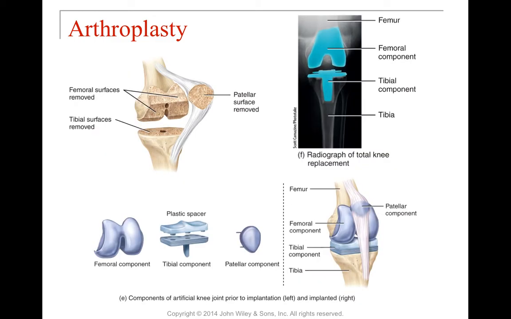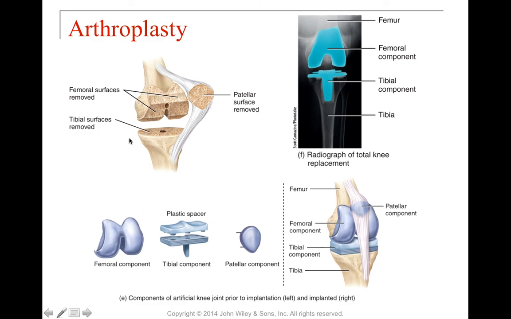Now, what do they do for the knees? All right, so this is arthroplasty for a knee replacement. Here we're having the patellar surface has been removed, the femoral surfaces have been shaved down, and the tibial surfaces have been removed as well. Why do they do that? Well, we have to add these pieces back in.